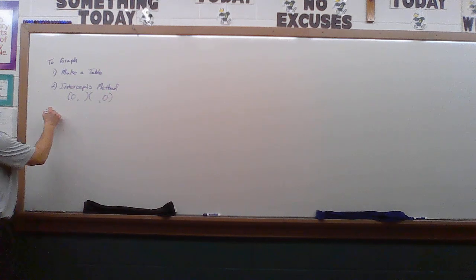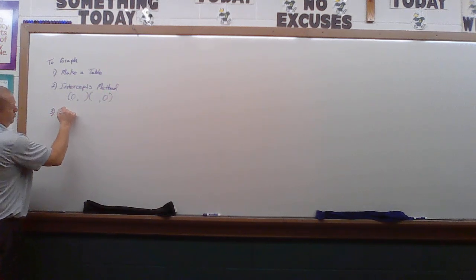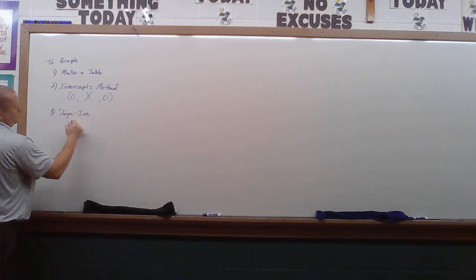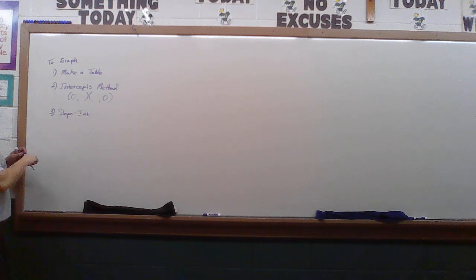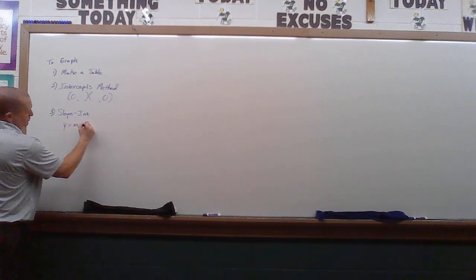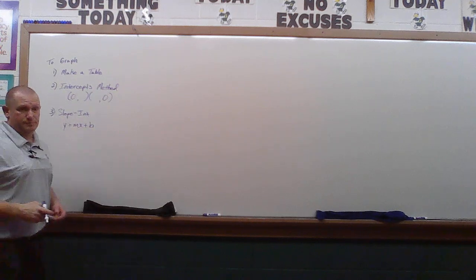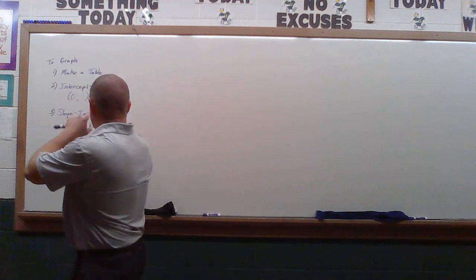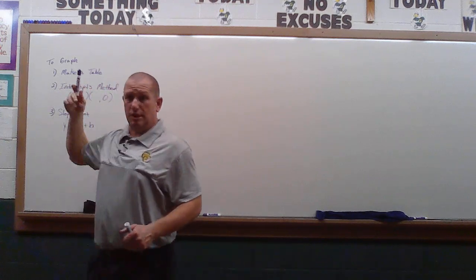And then what was our third way? Slope intercept, and that's where we kind of concentrated because that's probably the one you're going to use the most. What's slope intercept again? Y equals mx plus b. Some of us are still having problems with getting it into that form. So, do you want to see one if you have to do a table?